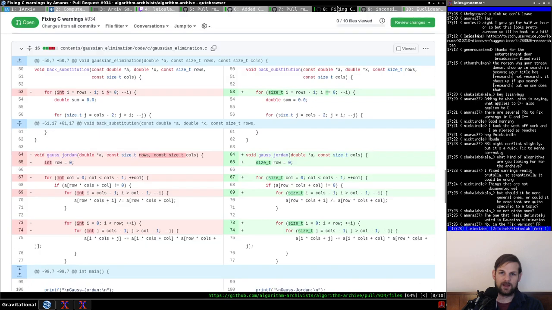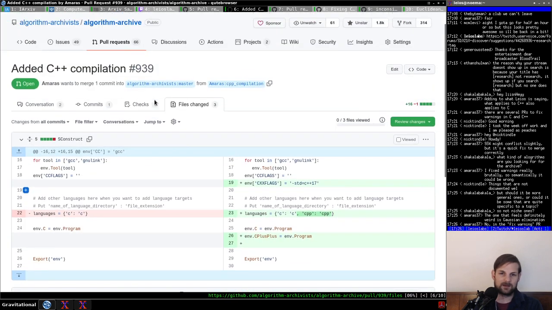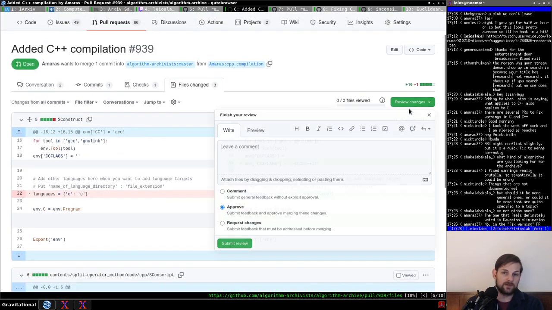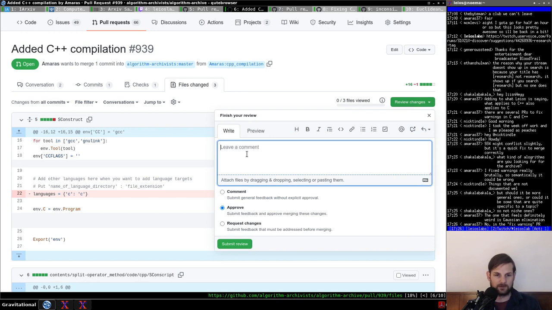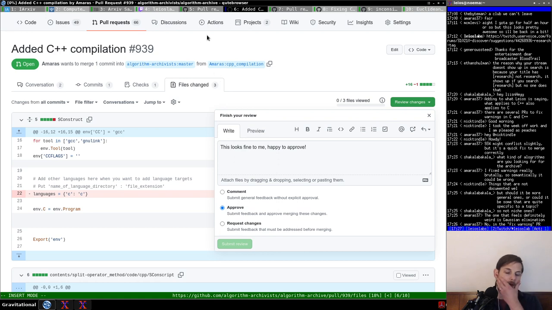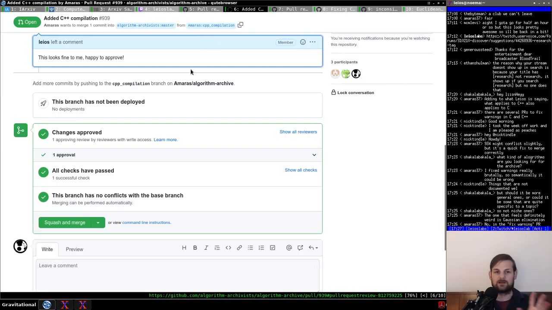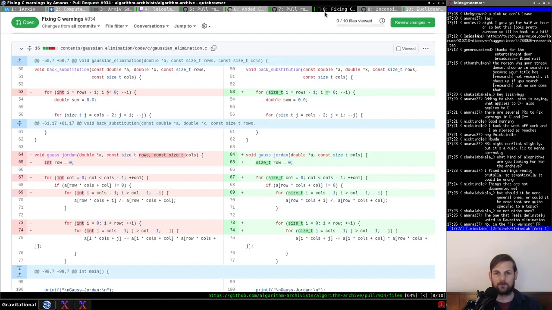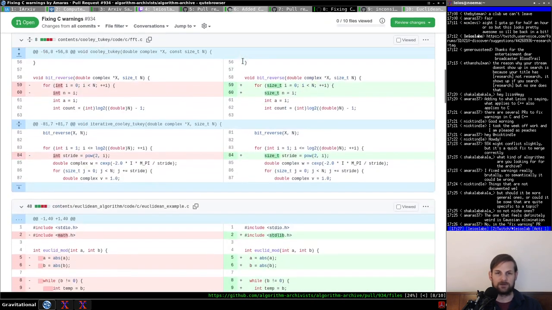So what I'm going to do right now is go ahead and say, I think this guy's good to go. So I'm going to approve this one, but not merge it. I think this one looks fine to me. Happy to approve. Okay, so go ahead and submit the review there. I'm not going to merge it because there could be some conflicts with 934 or whatever. So I'll leave it there.